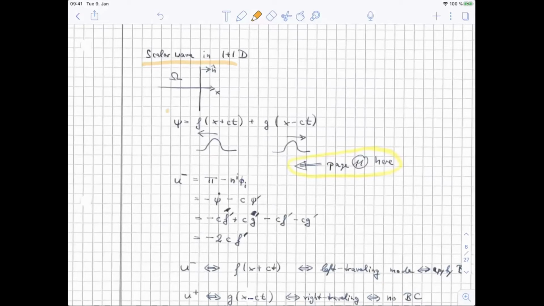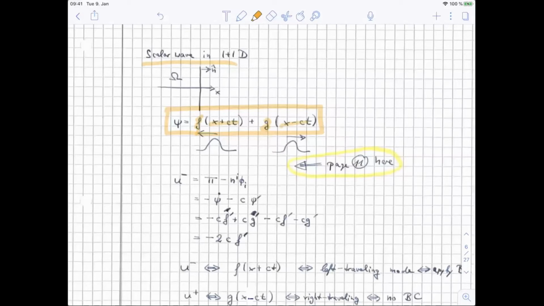The solution is a generically shaped left-moving mode, given here by the function f, plus a generically shaped right-moving mode, given by the function g, where the left and the right moving parts come up by how the f and the g functions depend on x and t. The one has the argument x plus ct, the other the argument x minus ct.